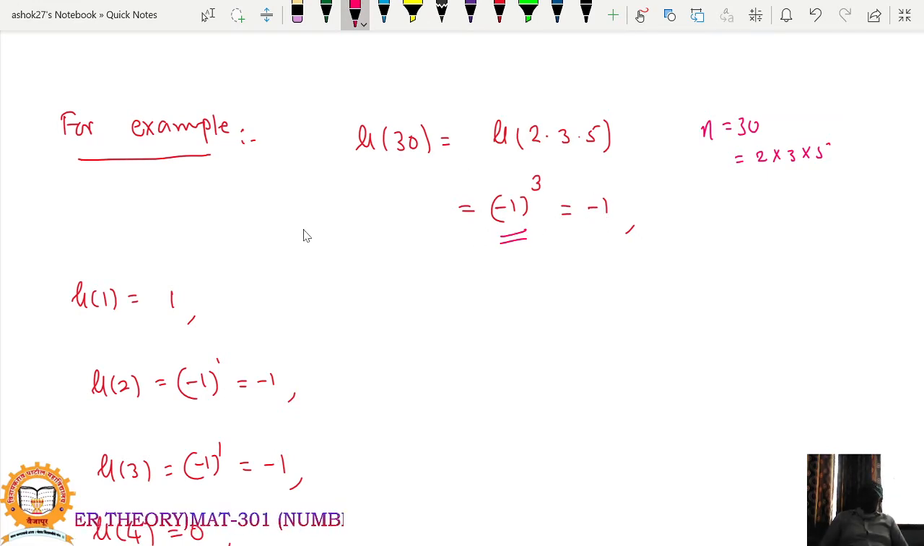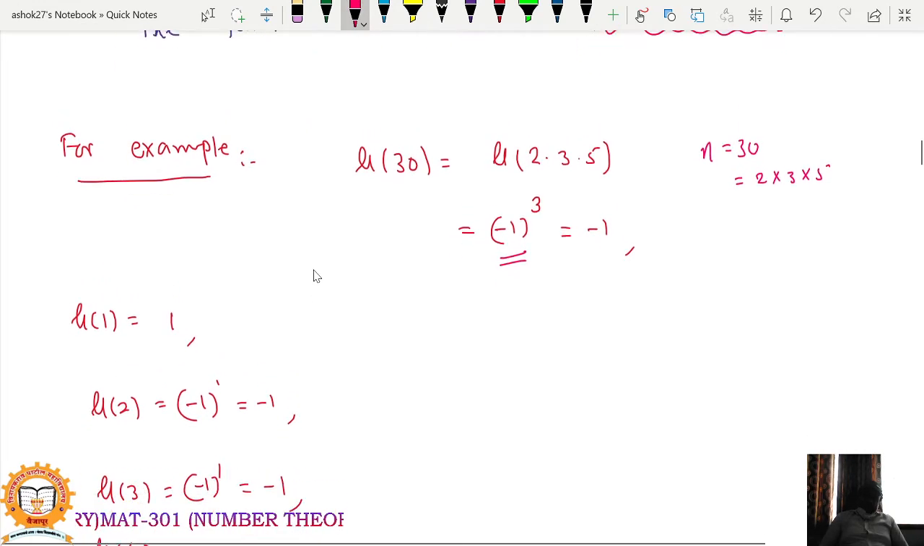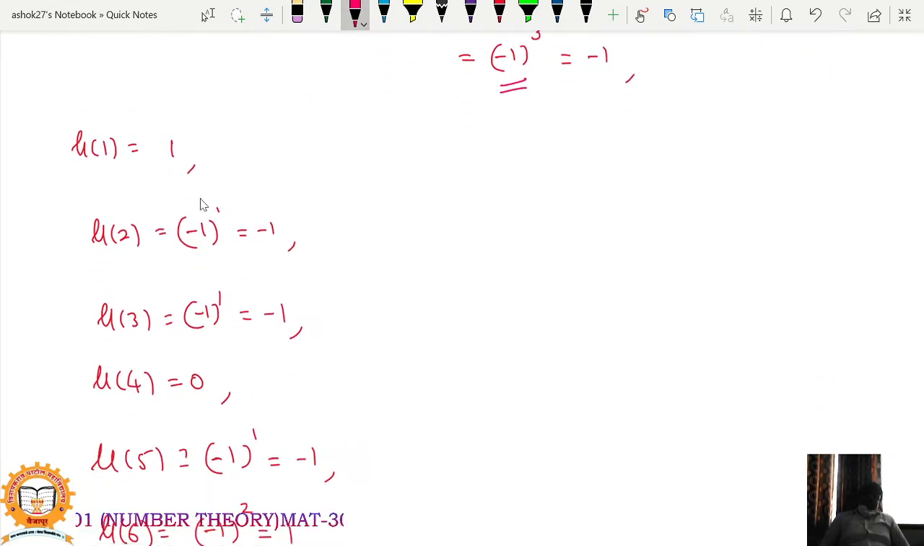So in particular, if n equals 1, mu of 1 equals 1. If n equals 2, here there is just one single prime. 2 is prime, so in that case it will be minus 1 raised to 1, because the number of primes is 1. Therefore it is minus 1. If n equals 3, 3 is a prime number, so again it is minus 1 raised to 1. So it is minus 1.